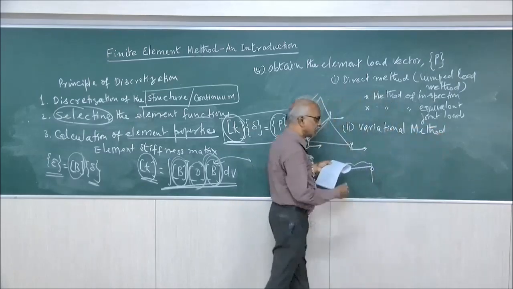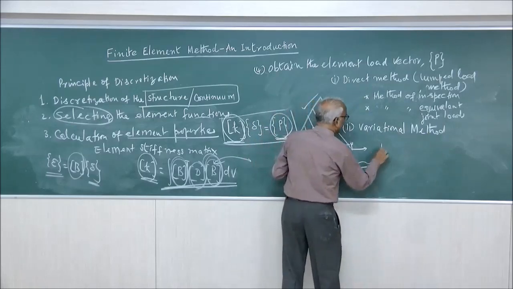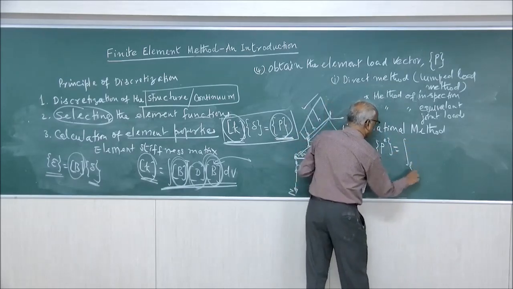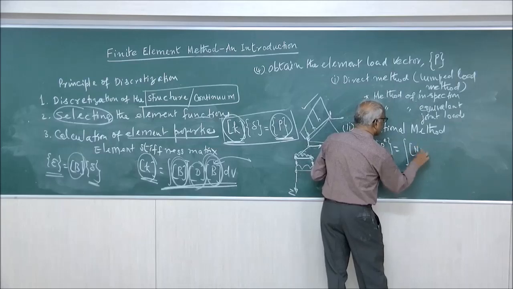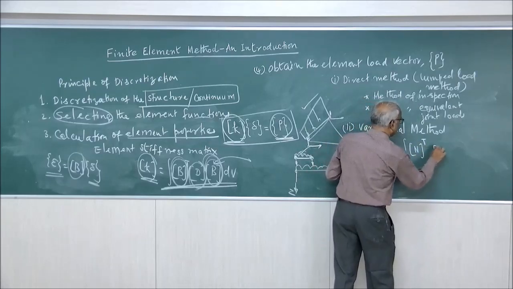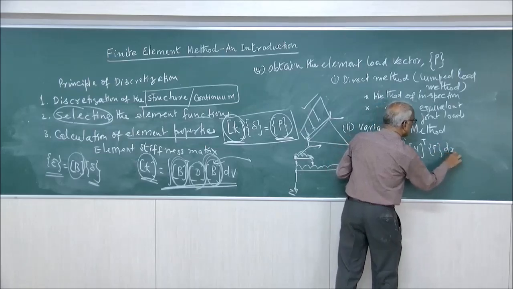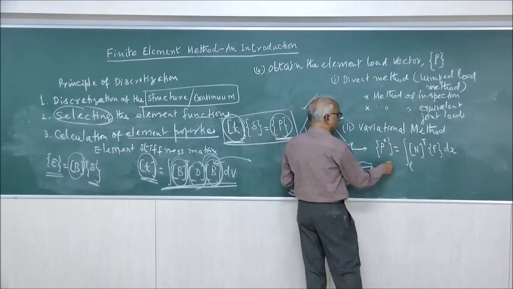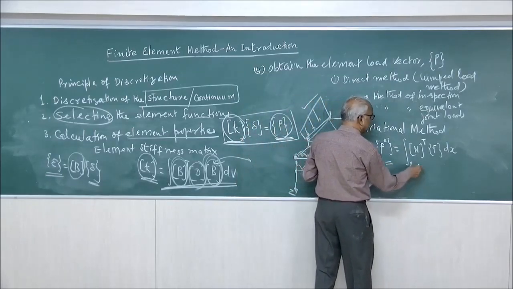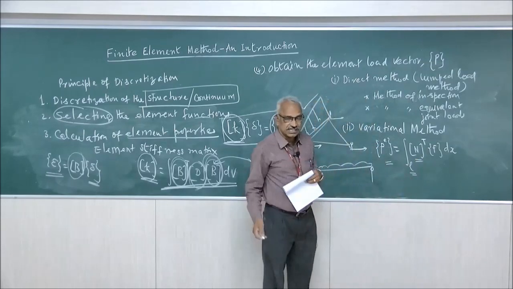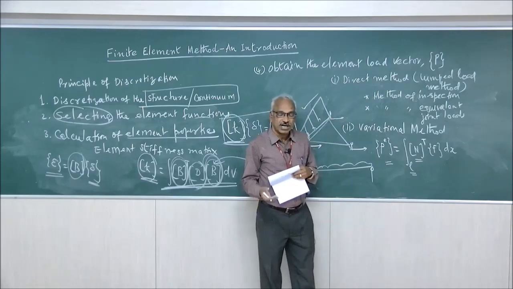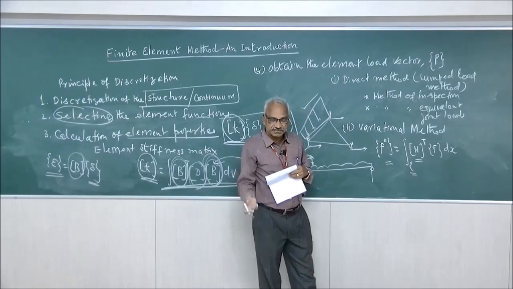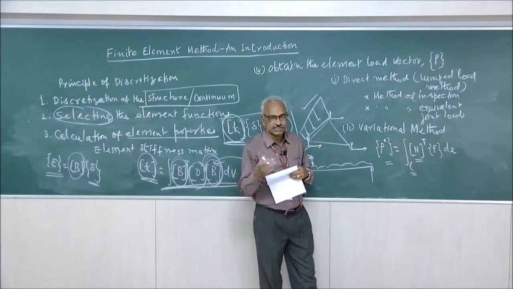The variational method will use the formula: equivalent joint force is equal to the integral over L of N transpose F dx. This is the formula. This is for a linear element, a one dimensional element. Equivalent joint force is equal to the integral over the length. N is the shape function. We will discuss what a shape function is, how to derive the shape function, and what is the role of the shape function in getting the element stiffness matrix and the element load vector. All those things we will discuss elaborately.